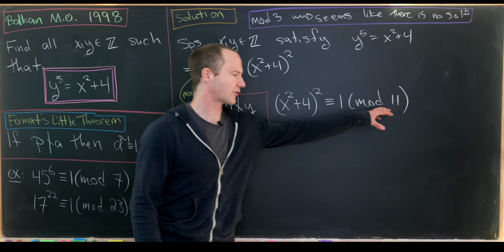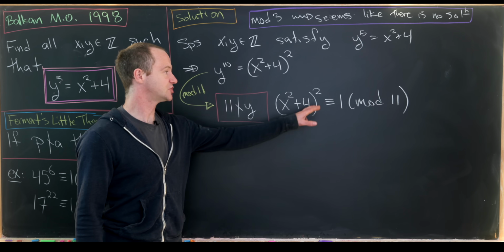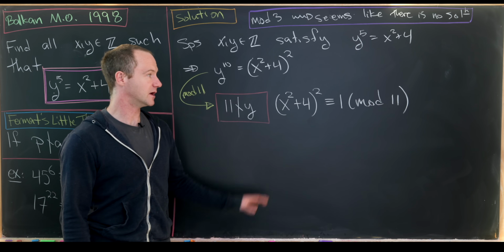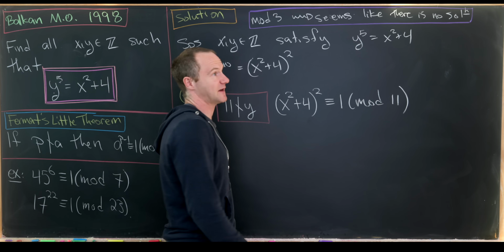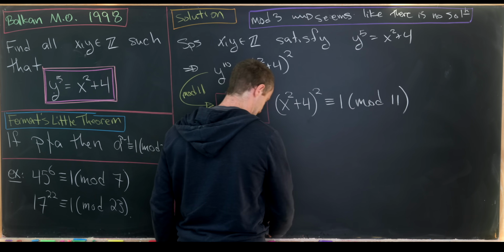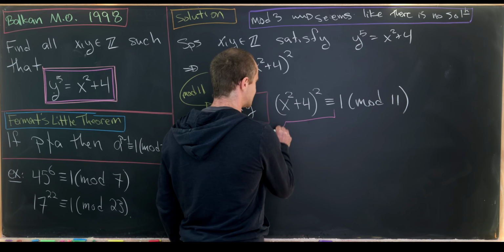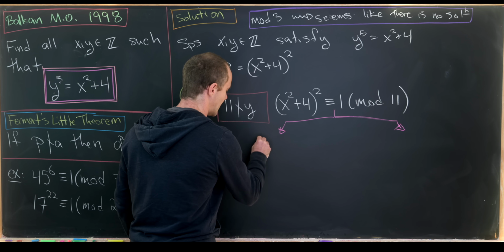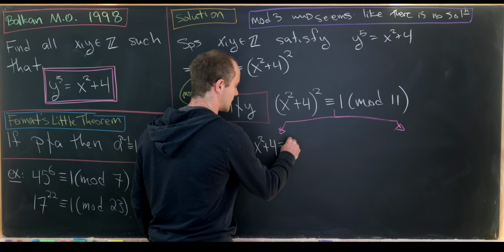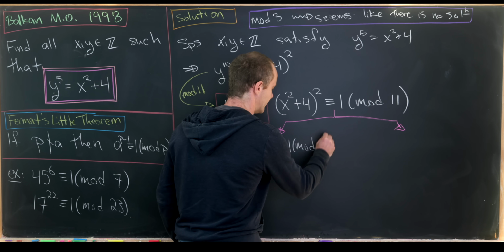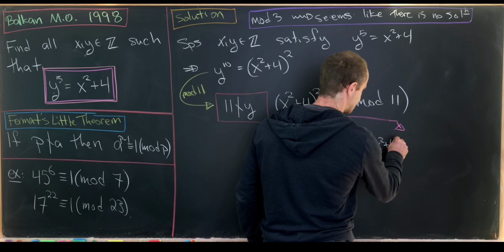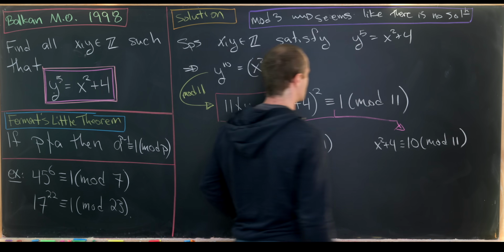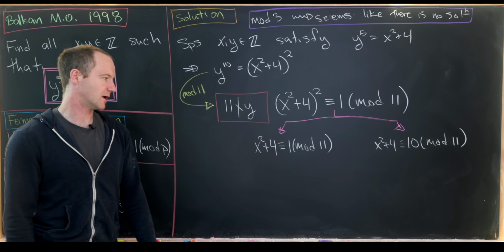But then when we're working mod a prime, there are exactly 2 square roots of the number 1. There's 1 and negative 1. But negative 1 mod 11 is in fact equal to 10. It's 1 less than 11. So that means this splits off into 2 congruences. We have x squared plus 4 is congruent to 1 mod 11, or x squared plus 4 is congruent to 10 mod 11. So again, those are the square roots of 1 mod 11.